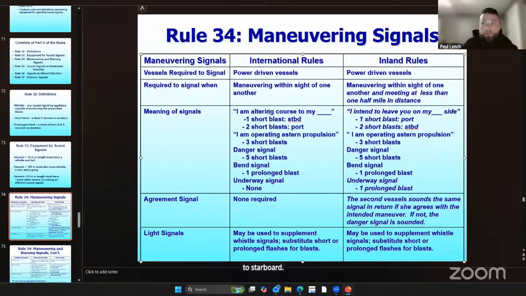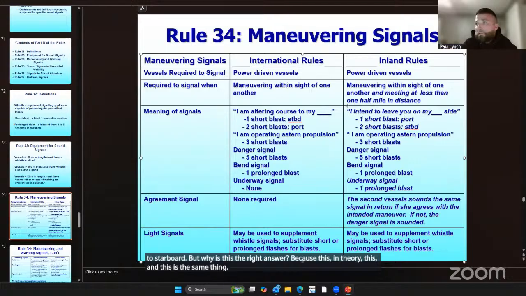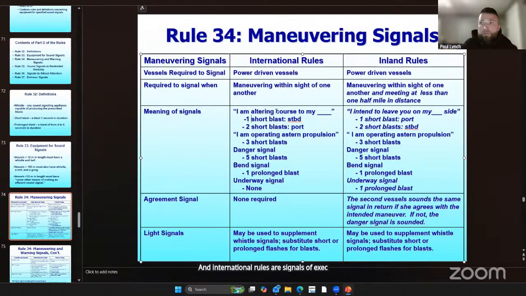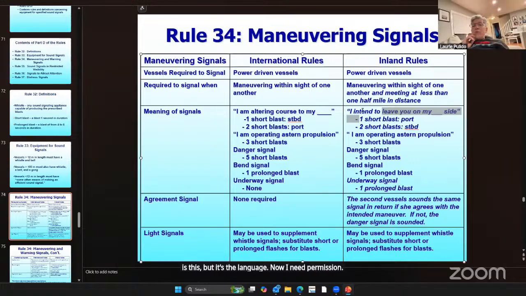But why is this the right answer? Because in theory, this and this are the same thing. It's the language, though. International rules are signals of execution. So I am altering: I'm telling you what I'm going to do, and I just do it. But if it said inland only, this is the same thing as this, but it's the language. Now I need permission. The maneuver of the boat is the same.